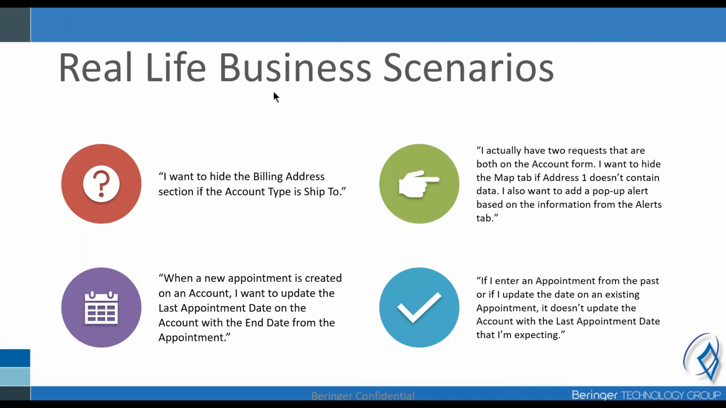Another one, I actually have two requests that are both on the account form. I want to hide the map tab if address 1 doesn't contain data. I also want to add a pop-up alert based on the information from the alerts tab. And finally, if I enter an appointment from the past, or if I update the date on an existing appointment, it doesn't update the account with the last appointment date that I'm expecting. So just look at these real quick and see if you can match up which goes with which component. So we're going to go over business rules, workflows, JavaScript, and custom code.